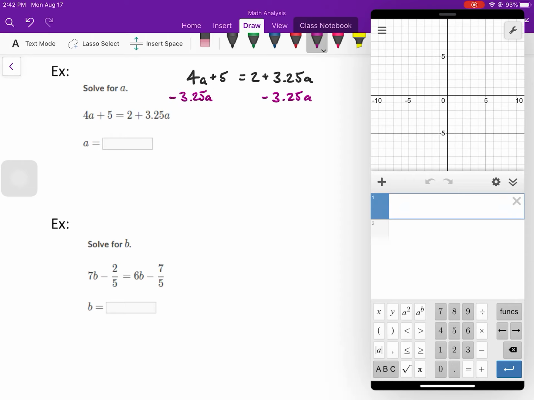Honestly, I could do this one in my head, but just to show you guys, over here we'll have 4 minus 3.25. And I'm not too good with mental math, but I know that one's going to be 0.75. Hopefully you guys do too. It's just like dealing with money.